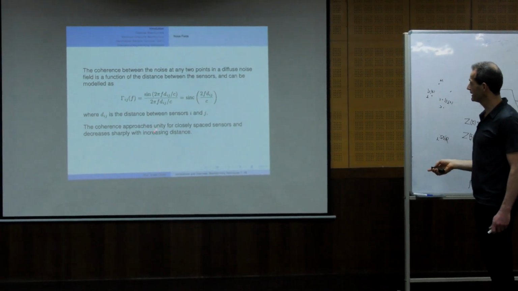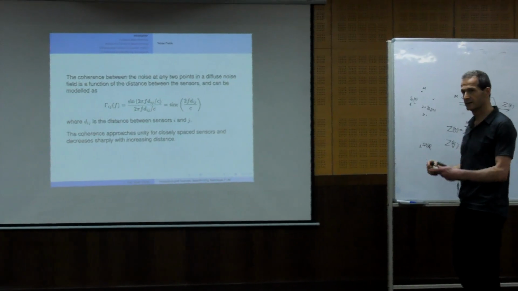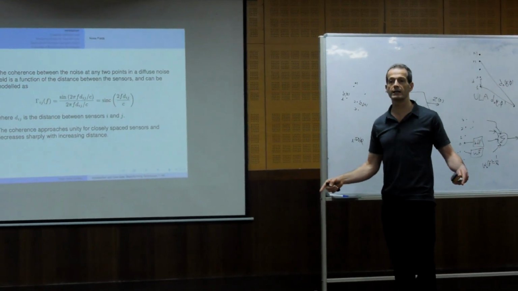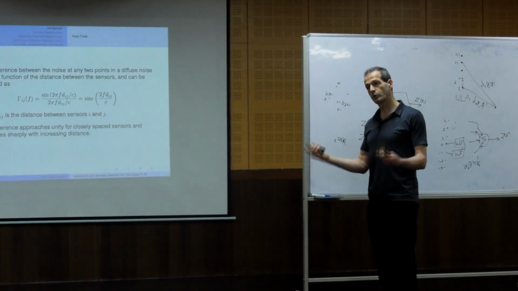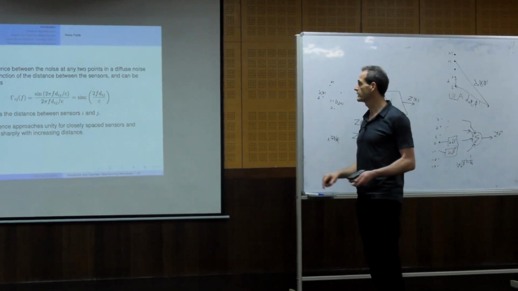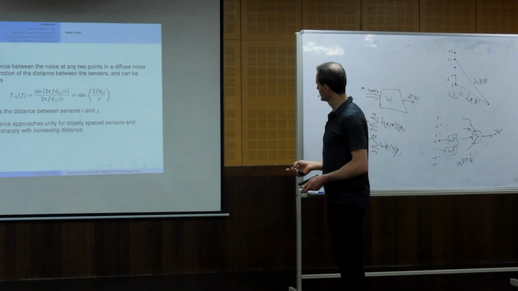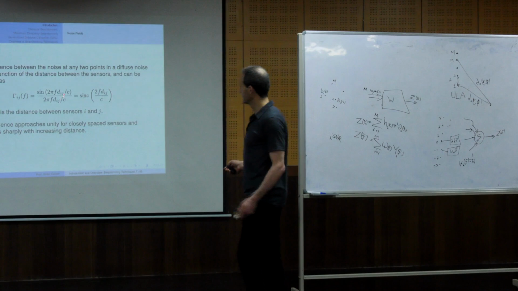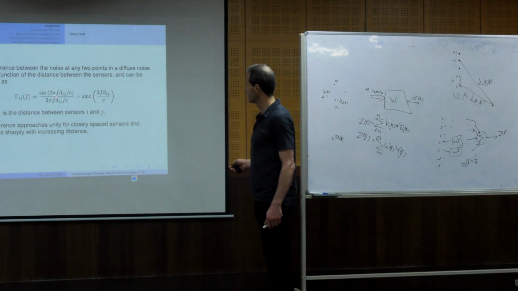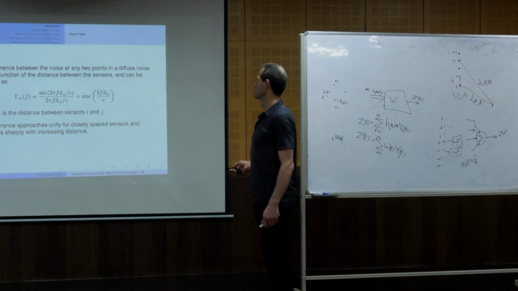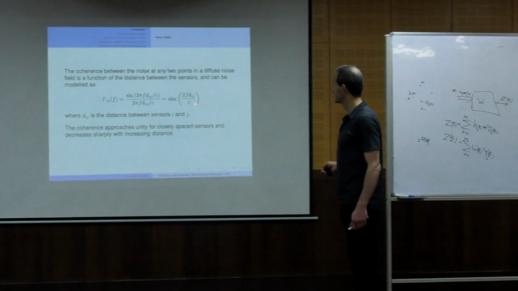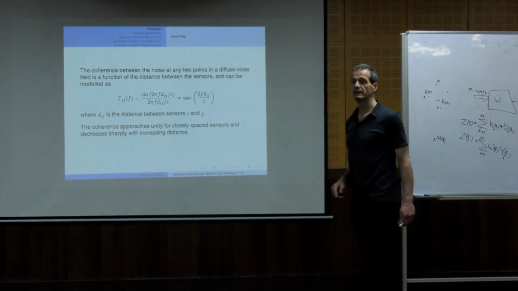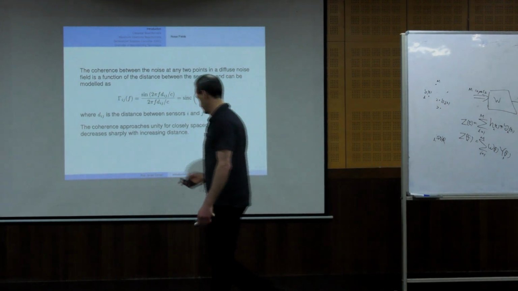So you see that if the distance increases, the correlation decreases very quickly. The distance is compared to lambda, because it's relative to lambda. And if the frequency is very low, which means that the wavelength is much larger than the distance, of course we have high coherence.